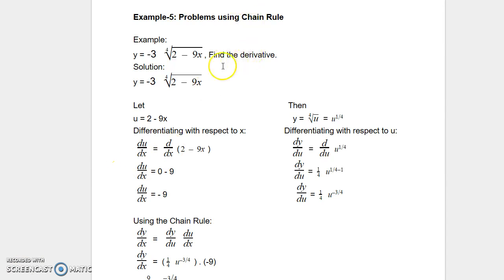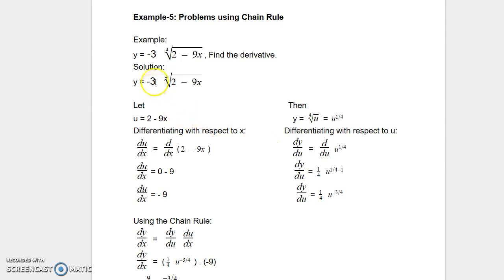Let's look at some example problems. Let's say we have a function y is equal to minus 3 times the fourth root of 2 minus 9x. We want to find the derivative of this complex function. The way we want to solve these types of complex functions is to identify the inside function and then identify the outside function.